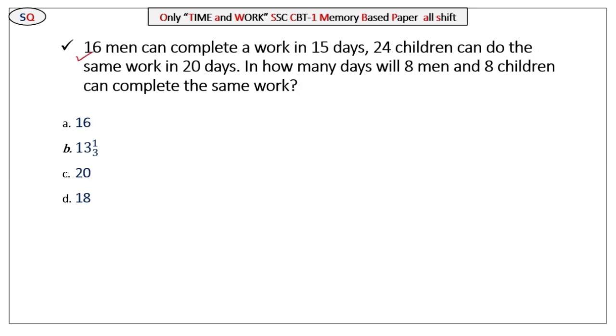16 men can complete a work in 15 days. 24 children can do the same work in 20 days. In how many days will 8 men and 8 children complete the same work? Now it is 16 men and 15 days.